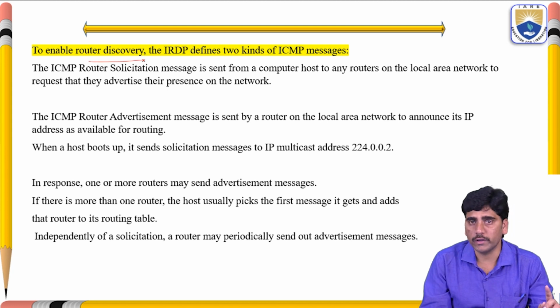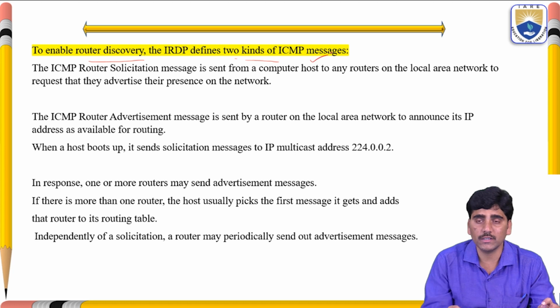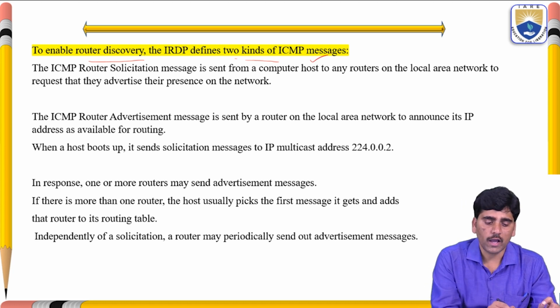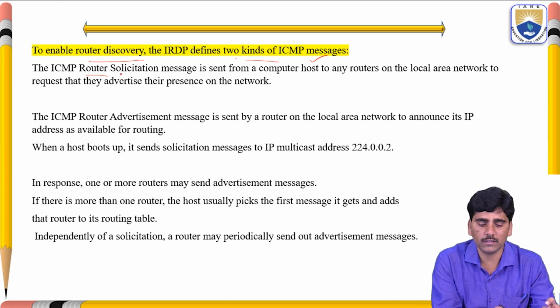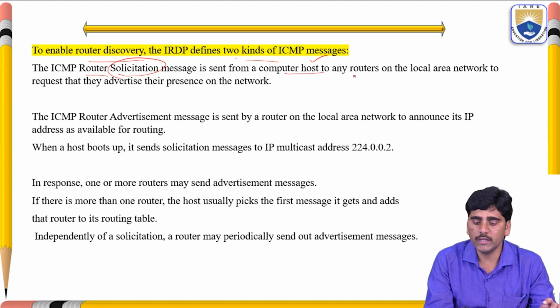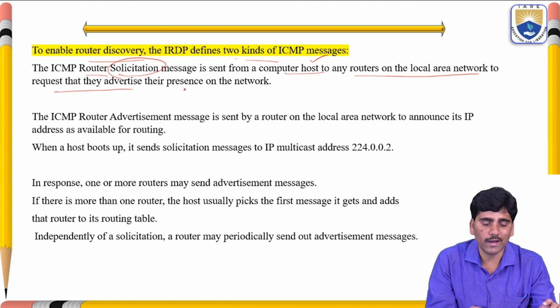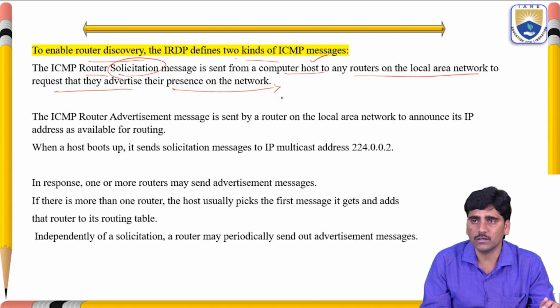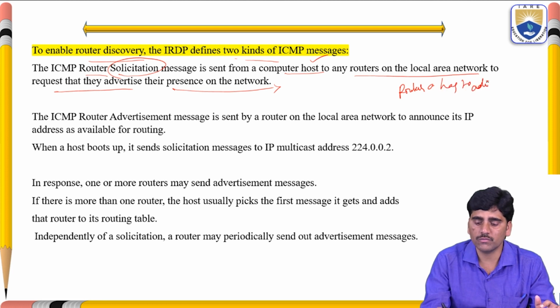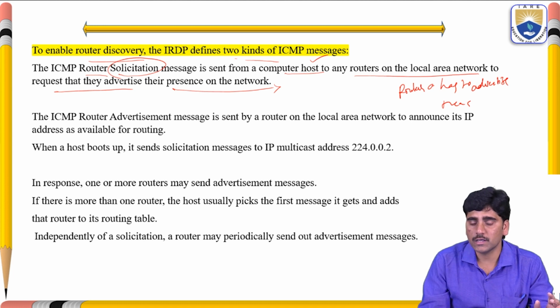To enable router discovery, IRDP defines two kinds of ICMP messages. The ICMP router solicitation message is a request message sent from a computer host to any routers on the local area network to request that they advertise their presence on the network. That means the routers have to advertise themselves. The routers connected on the local area network provide services for data transmission, so they have to advertise that they are present on the network.